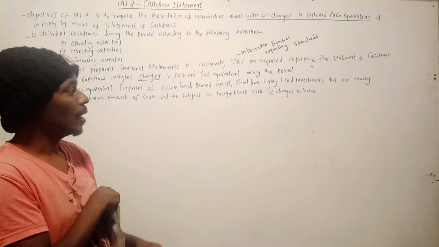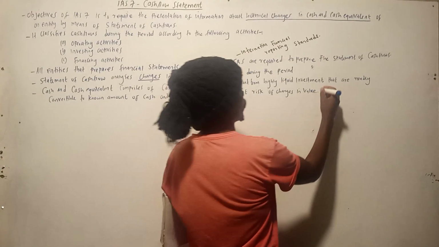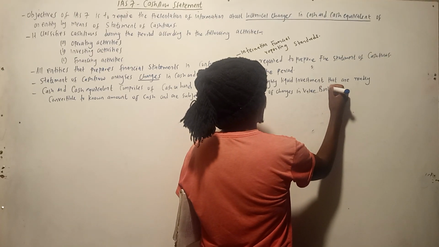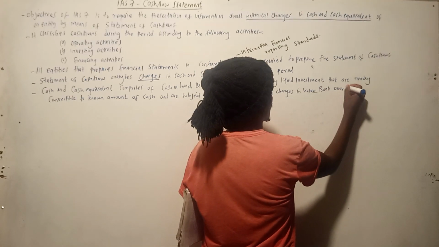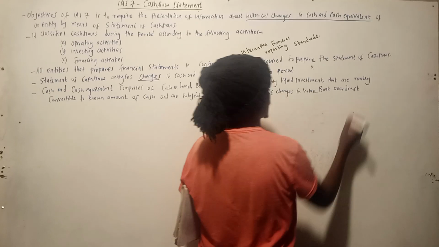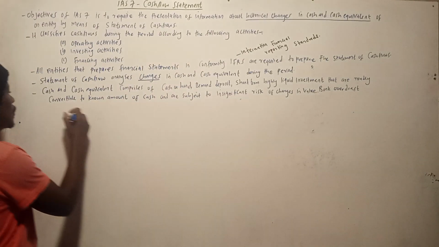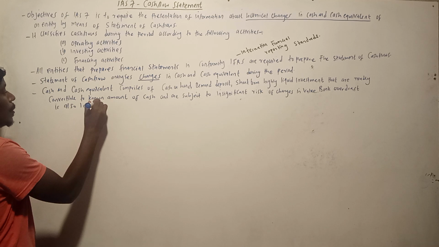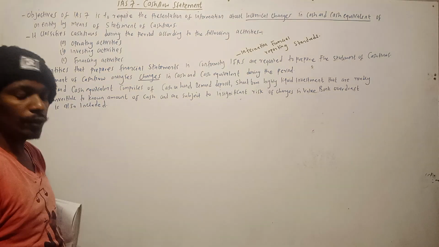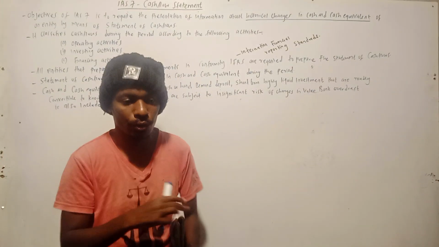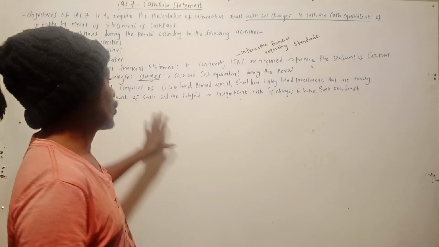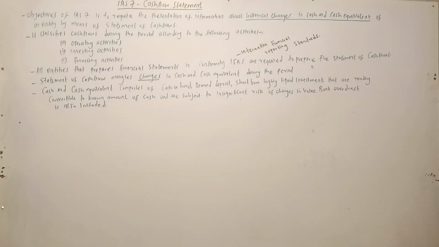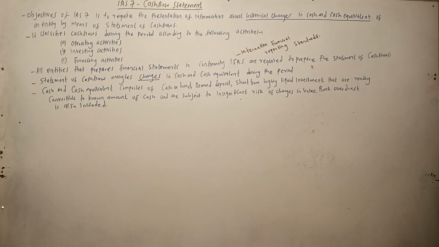So remember, bank overdraft is also included. So bank overdraft is also considered as cash and cash equivalent. Now, I think we are done with the cash and cash equivalent.